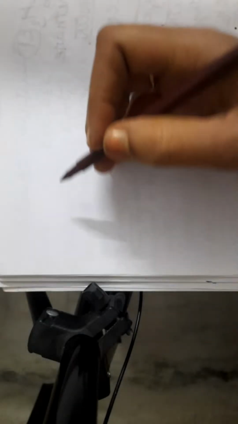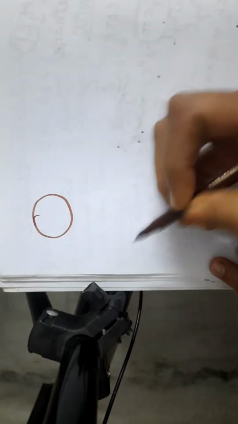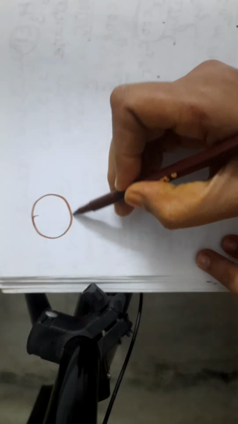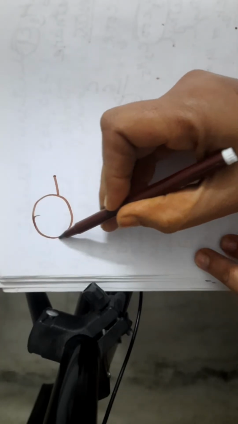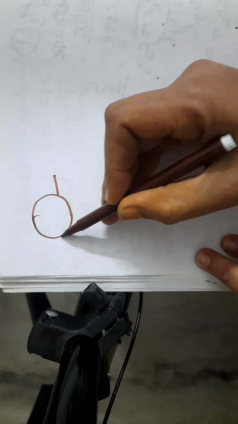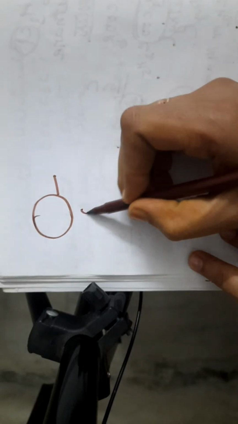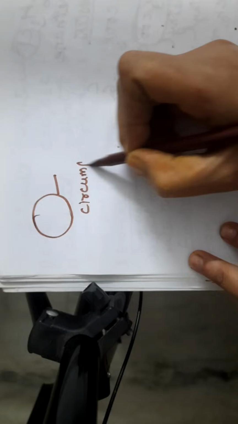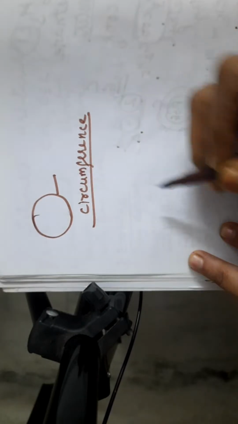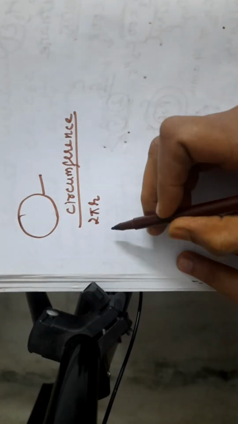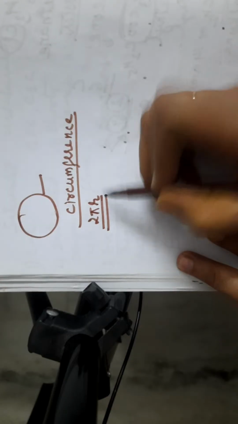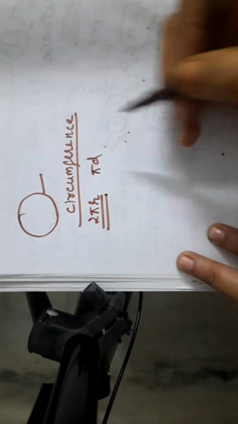So let's start with a few basics. Like in the circle, the outer cover, this outer covering is called circumference. If we make any round around a circular path, this is called the circumference of the circle. For this we have two formulas. One is 2 pi r, the circumference of the circle, or we can write it as pi d.